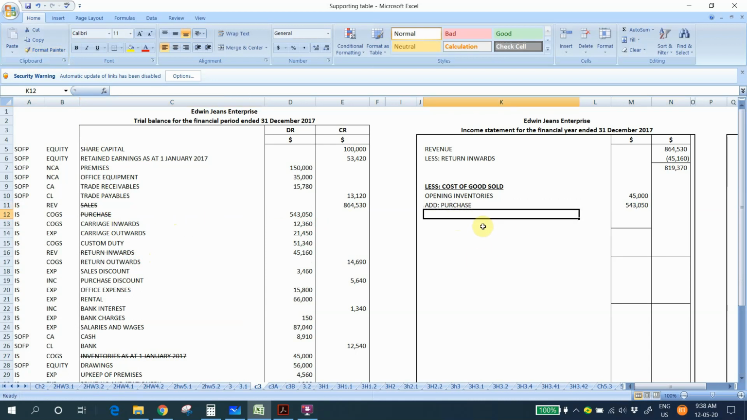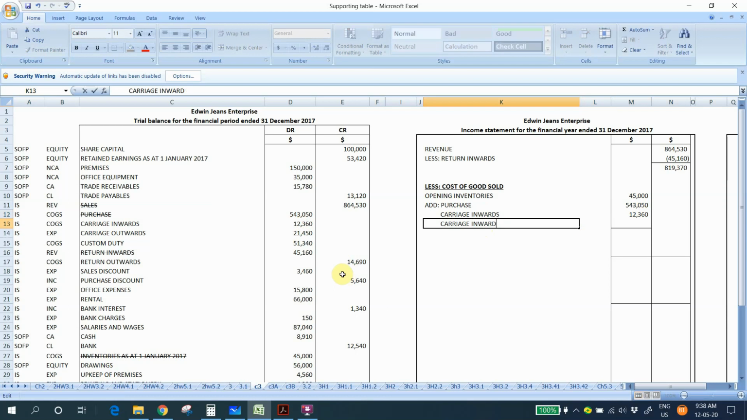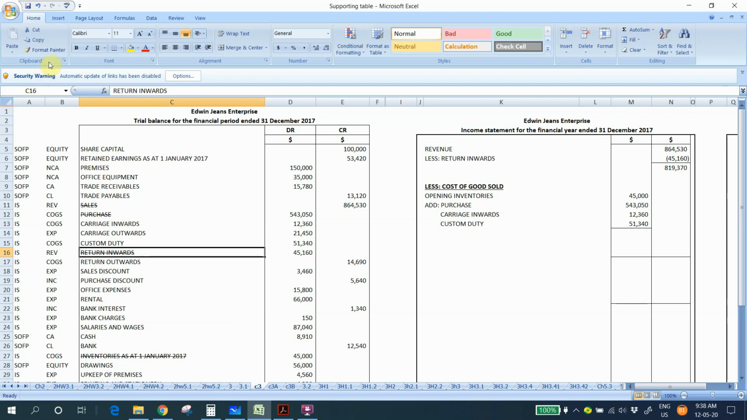Next, we have to add carriage inwards. Carriage inwards is the cost to bring in the product, and then followed by custom duty. Custom duty is the fee that you pay to customs to bring in the imported goods. So we strike through custom duty, and we strike through carriage inwards.